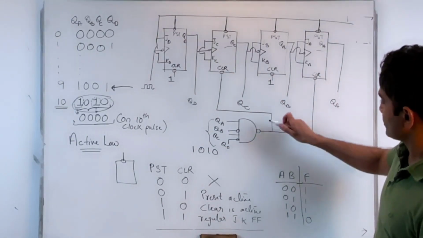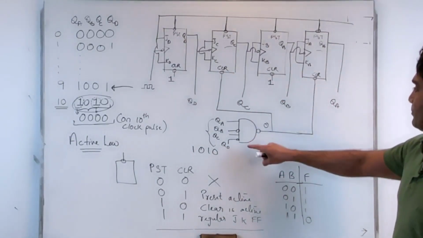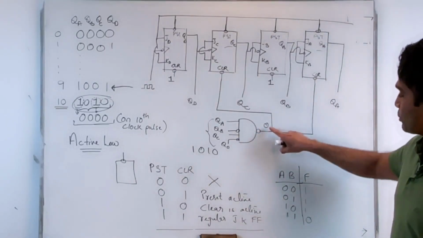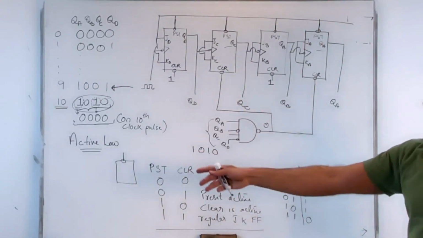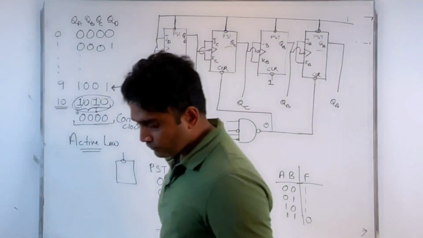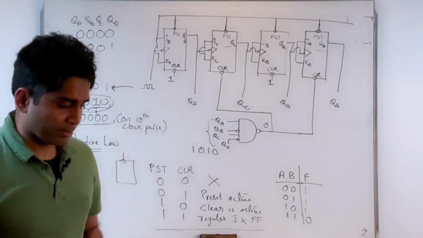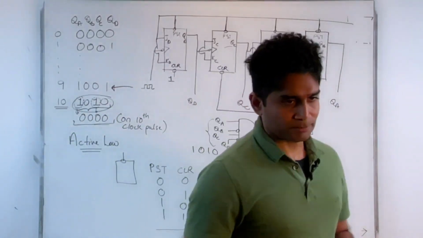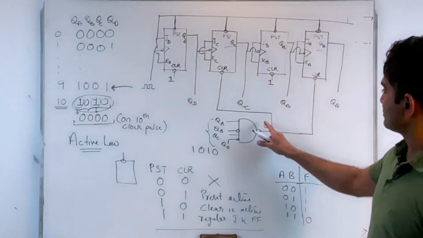Sorry, this should be 0, not 1. Okay. So on the 10th clock pulse, the output becomes 0. And for the rest of the clock pulses, this becomes 1. That means these flip-flops are configured in their normal JK operation. Only on the 10th clock pulse, this becomes a 0.